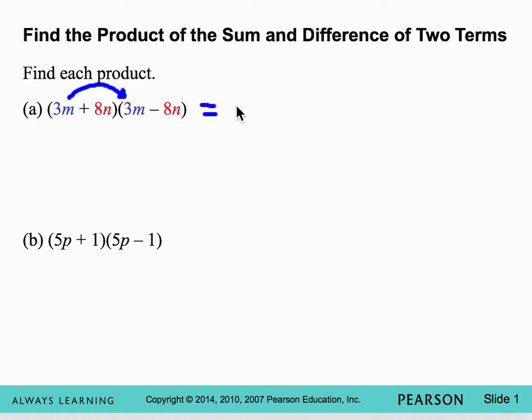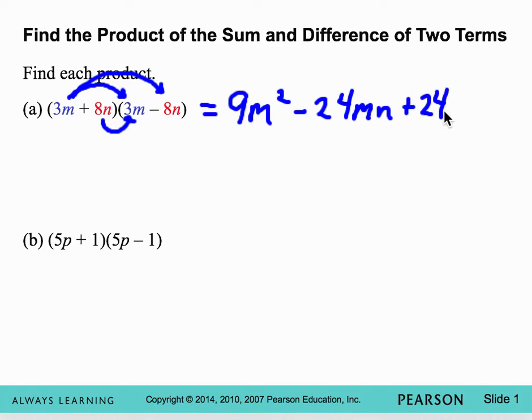3m times 3m, 9m squared. 3m times negative 8n, negative 24mn. Now that I've multiplied this term by everything in the second binomial, move to this term. 8n times 3m is positive 24mn, and 8n times negative 8n is negative 64n squared.